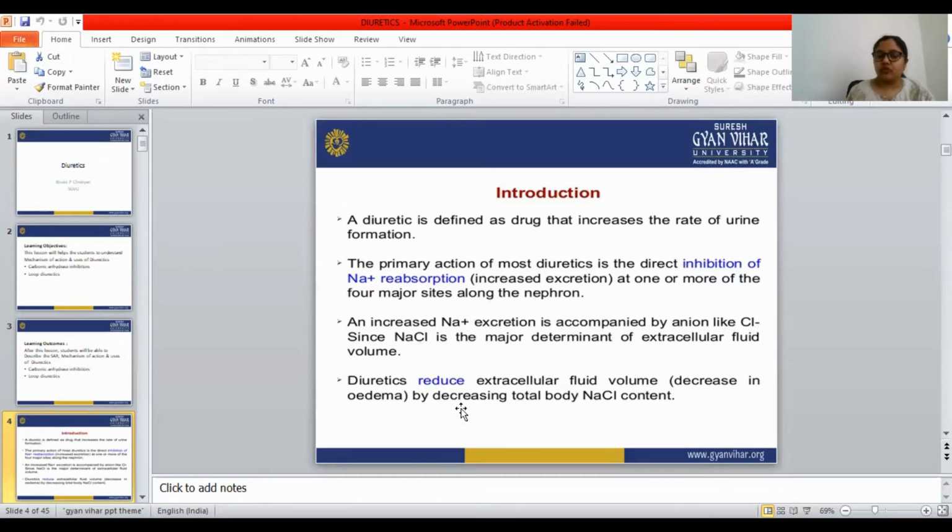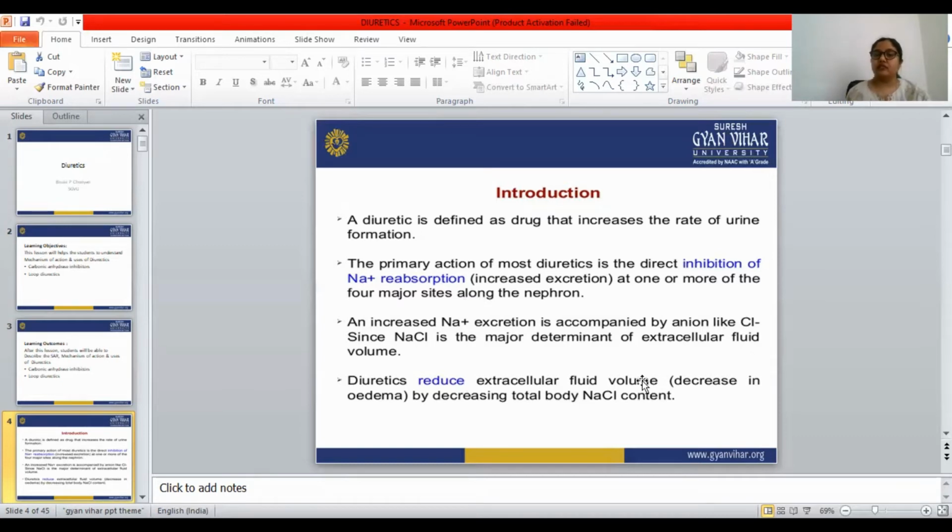So what do diuretics do? Diuretics reduce the extracellular fluid volume by decreasing total body NaCl content, because sodium is excreted with chloride, so the NaCl content of the body is decreased, and the extracellular fluid volume decreases as well.